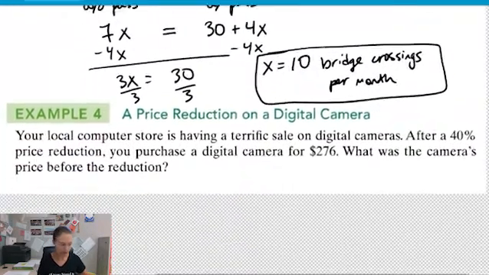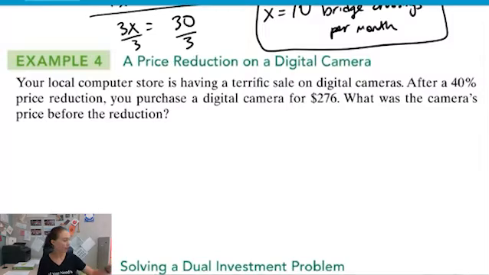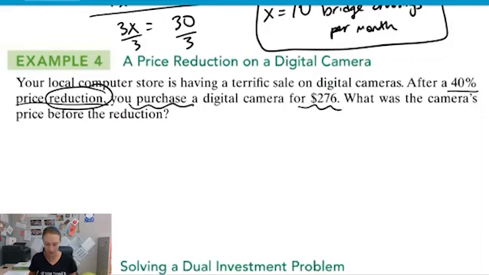All right, the last problem I'm going to do today is our example 4. A local computer store is having a terrific sale on digital cameras. After a 40% price reduction, you purchase a digital camera for $276. So there's a 40% price reduction, and then your purchase price is $276. What was the camera's price before the reduction? So we want to know the original price of the camera before the sale.